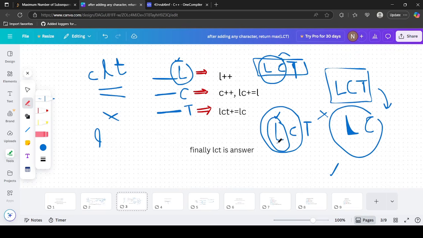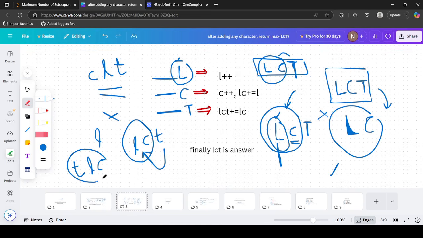So we will keep some information with respect to L, and at every C we can count the subsequences of LC. So now we have the subsequence count of LC also. Then we must have a T also, and before that T we must have an LC subsequence. Only then we can get a subsequence. For example, we have TLC. Then can we get it? Obviously not, because LCT should be in order. So at every T we can get the answer based on the information we stored at LC.